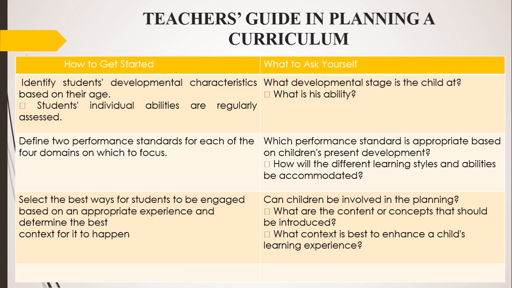How to get started: define 2 performance standards for each of the 4 domains on which to focus. Which performance standard is appropriate based on the child's present development? How will the different learning styles and abilities be accommodated? How to get started: select the best way for the students to get engaged based on appropriate experience and determine the best context for it to happen. Can children be involved in the planning? What are the content and concepts that should be introduced? What context is best to enhance a child's learning experience?